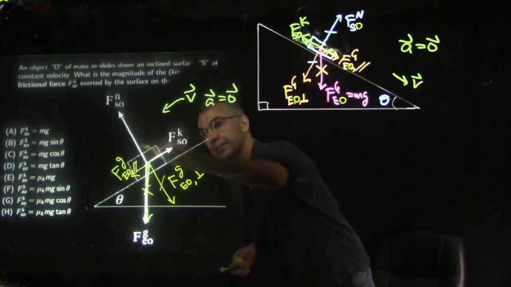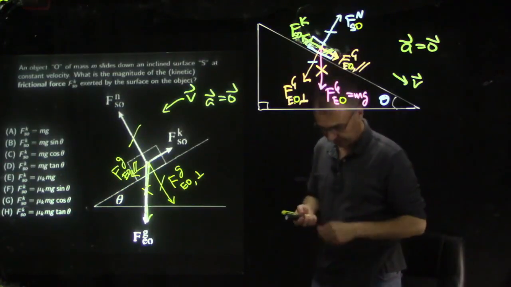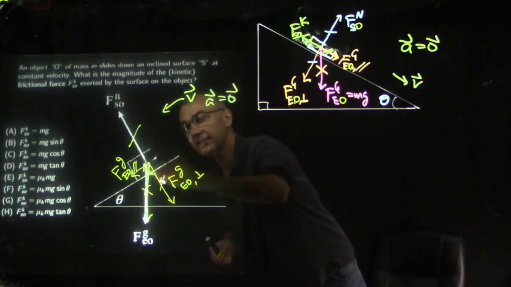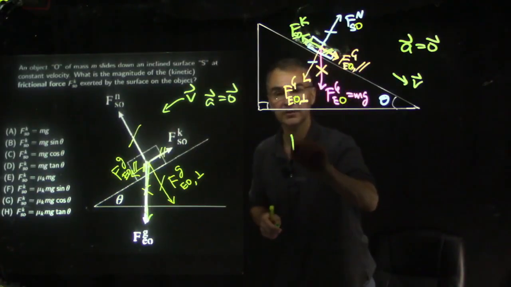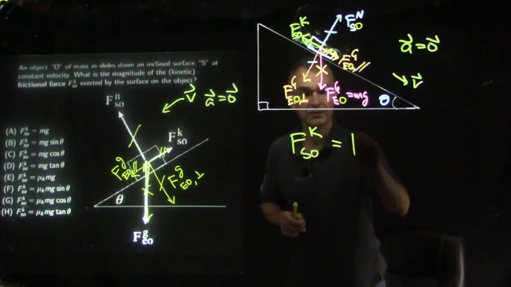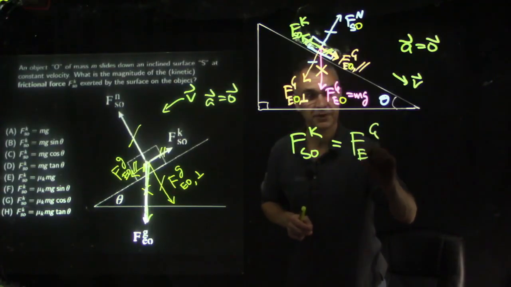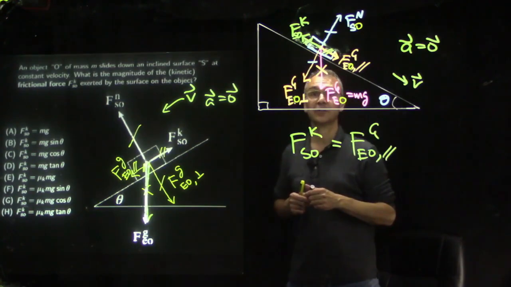And this arrow will be the same length as this arrow, even though I didn't draw it very well that way. And if it's moving at constant velocity, then this arrow will be the same length as this arrow. So we actually know that F kinetic by the surface on the object must be the same as the gravitational force by Earth on the object, the downhill component. Now, how big is that downhill component?